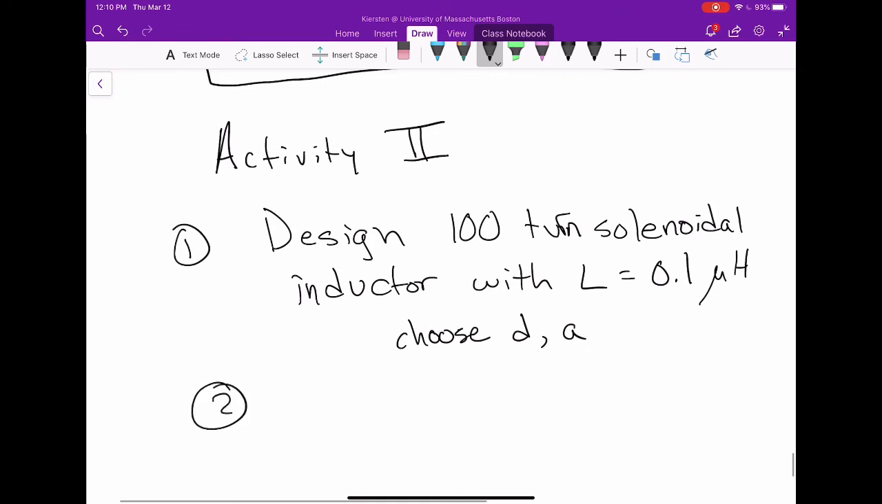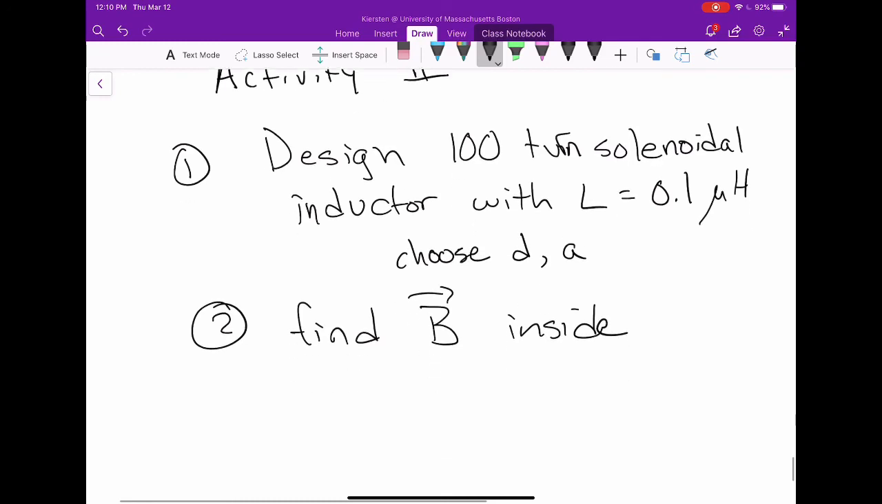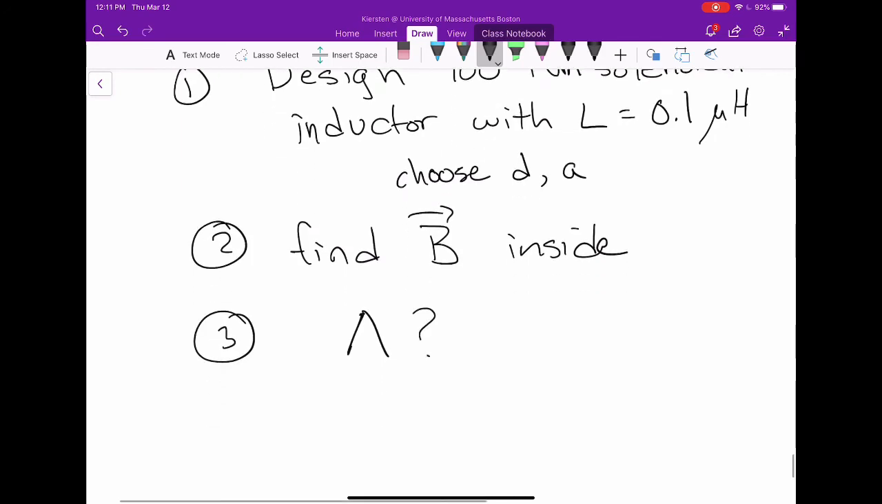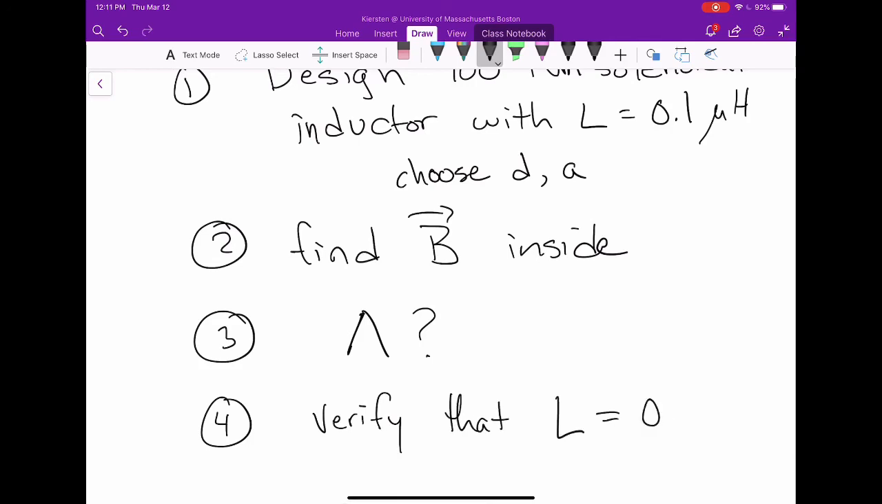Then I ask you to find the magnetic flux density inside. Then I ask you to find the flux linkage inside. Then I want you to verify that the inductance is actually the value that you designed it to be. So, pause your videos, go do that problem, and come back and we'll review, we'll sort of discuss what the answers are. You're all going to get different answers because you might choose different values of D and A. That's okay. It's got a built-in check right here.